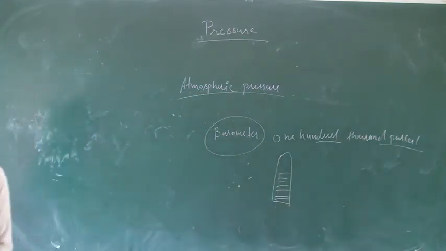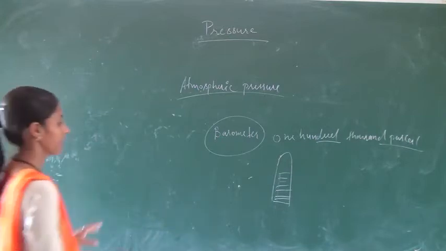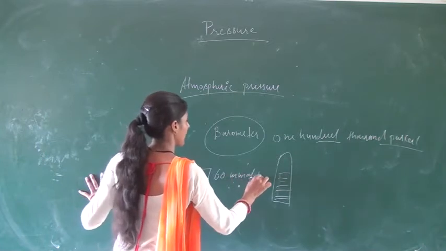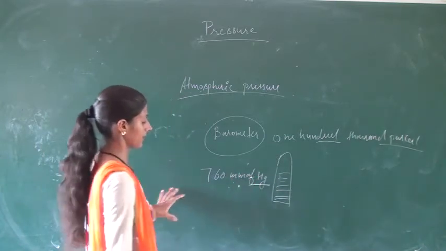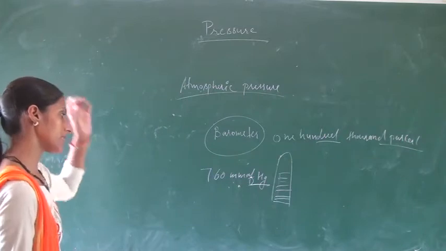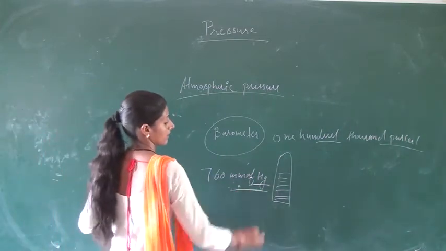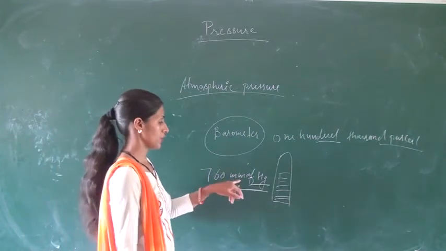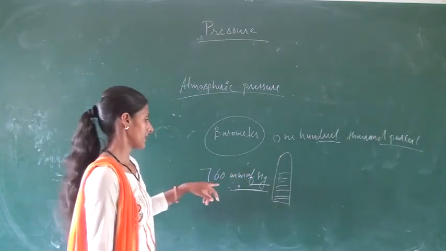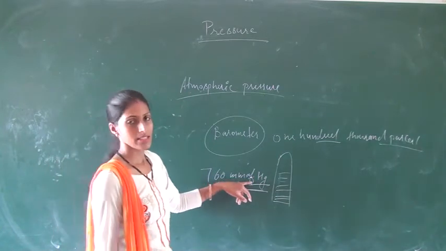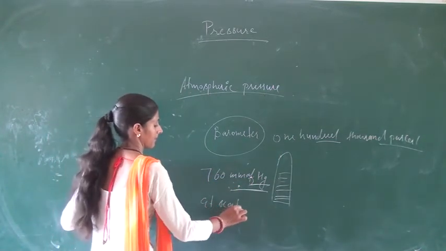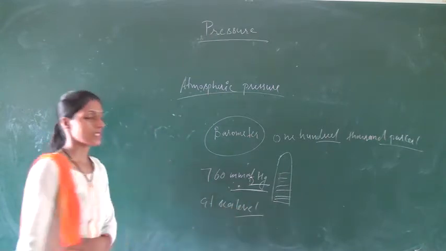It is 760 mm of Hg. Hg means mercury. This is the unit to measure the atmospheric pressure in the barometer instrument, mm of Hg. This 760 mm of Hg is the atmospheric pressure at sea level.